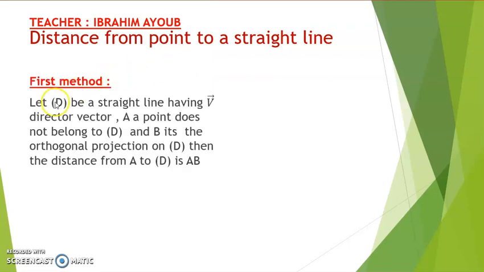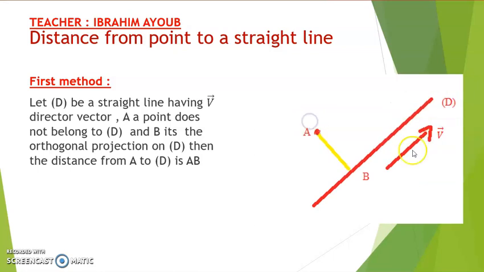The first method: let D be a straight line where V is a directed vector of the line D, and let A be a point that does not belong to the line D. Then the distance from A to the line D is the measure of the segment AB, where B is the orthogonal projection from A to D.